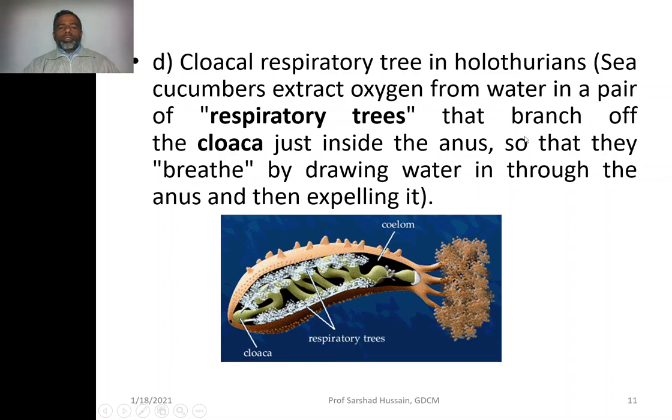Then the fourth type of structure is the respiratory tree. In holothurians, what happens is that the cloaca branches out into the respiratory tree. The water from the anus will be taken inside into this respiratory tree and will be thrown out again from the anus to the outside. By such a mechanism, the entering of water will bring the oxygen inside and the exit of water will take carbon dioxide outside.